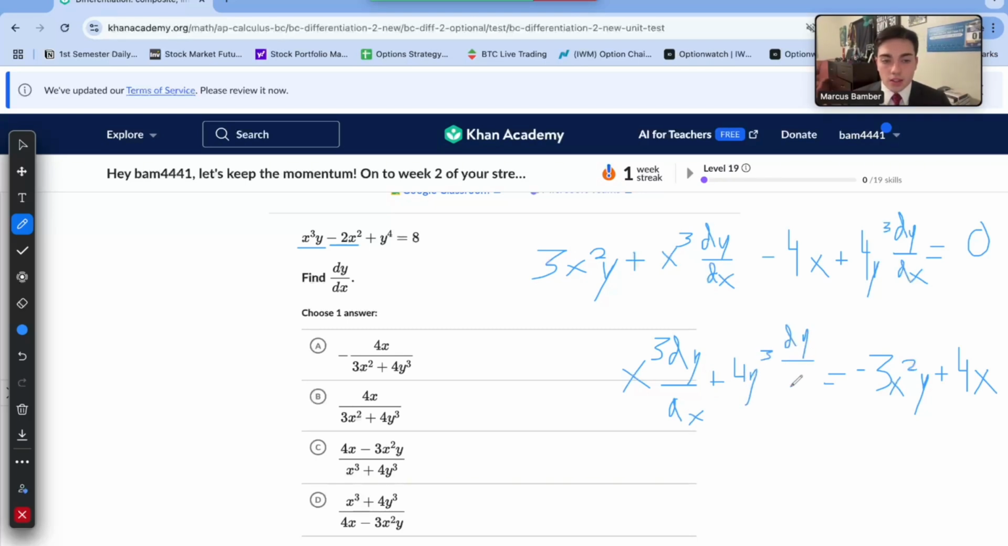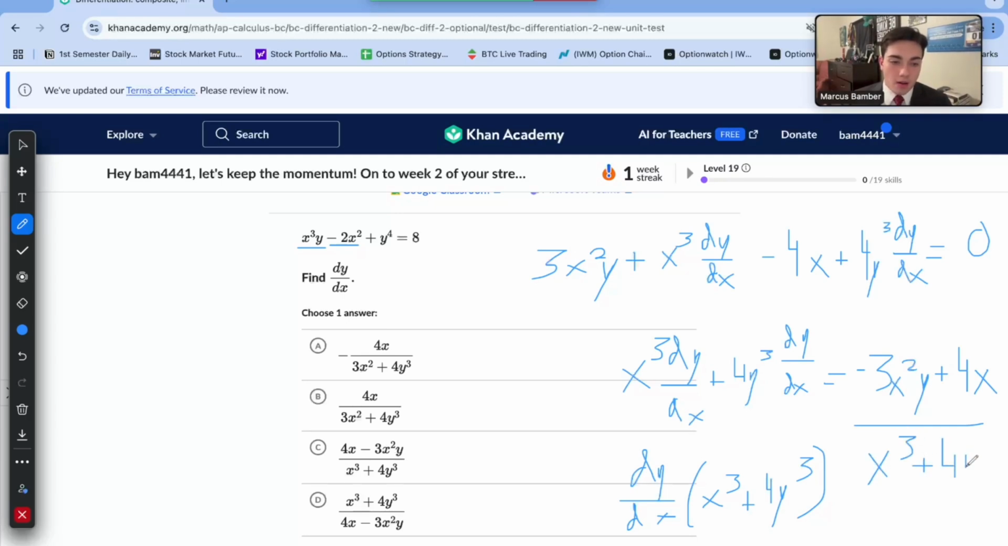Now we're just going to factor out our dy over dx from each term. Now we have dy over dx times x to the power of 3 plus 4y to the power of 3. And then we're just going to divide both sides by this parentheses. So that means we have negative 3x squared y plus 4x over x to the power of 3 plus 4y to the power of 3. And we can see the only matching answer with this expression for dy over dx is answer choice C.